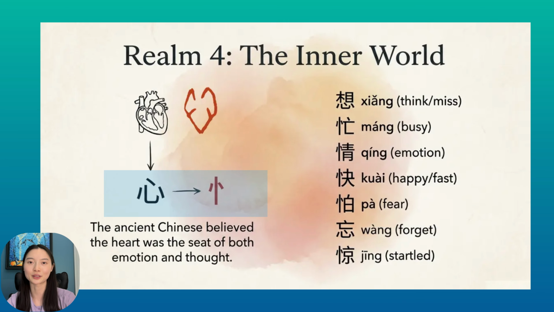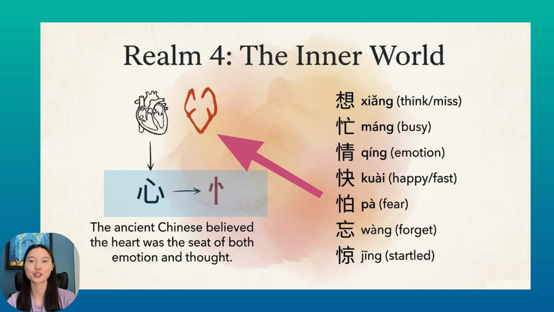Next, the inner world. 竖心旁, the heart radical. From 心, look at the Asian form of the 心. It's remarkably accurate. Chinese people believed the heart was the seat of both emotion and thought. Feelings and thinking live in the same place.